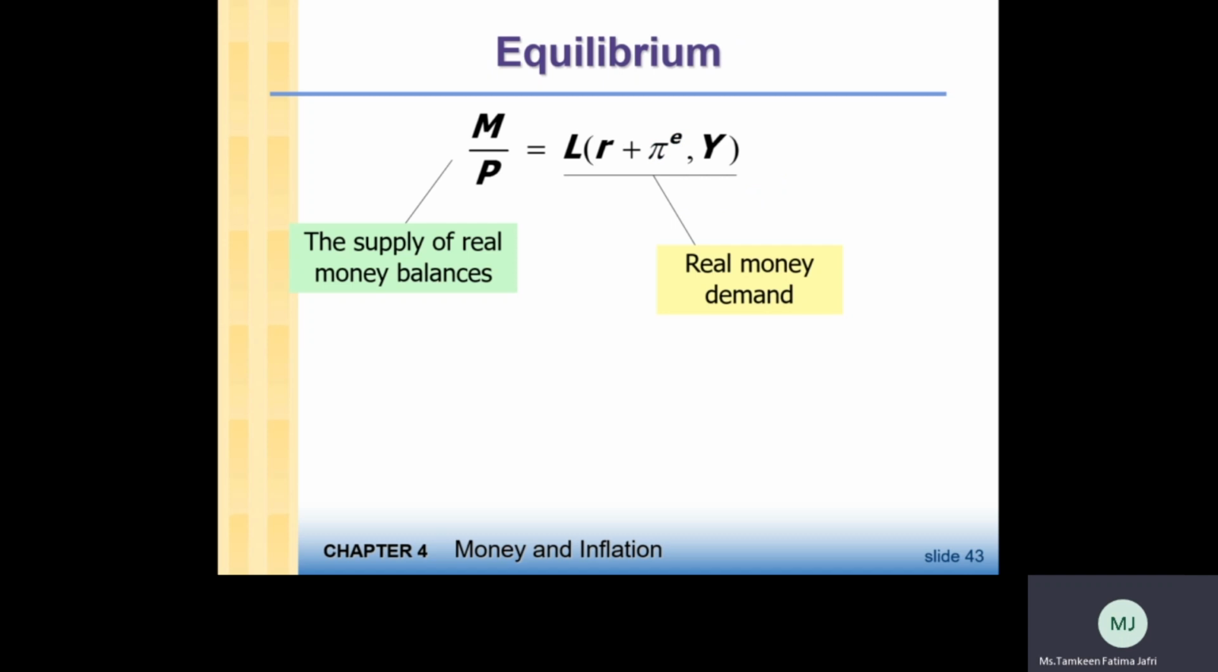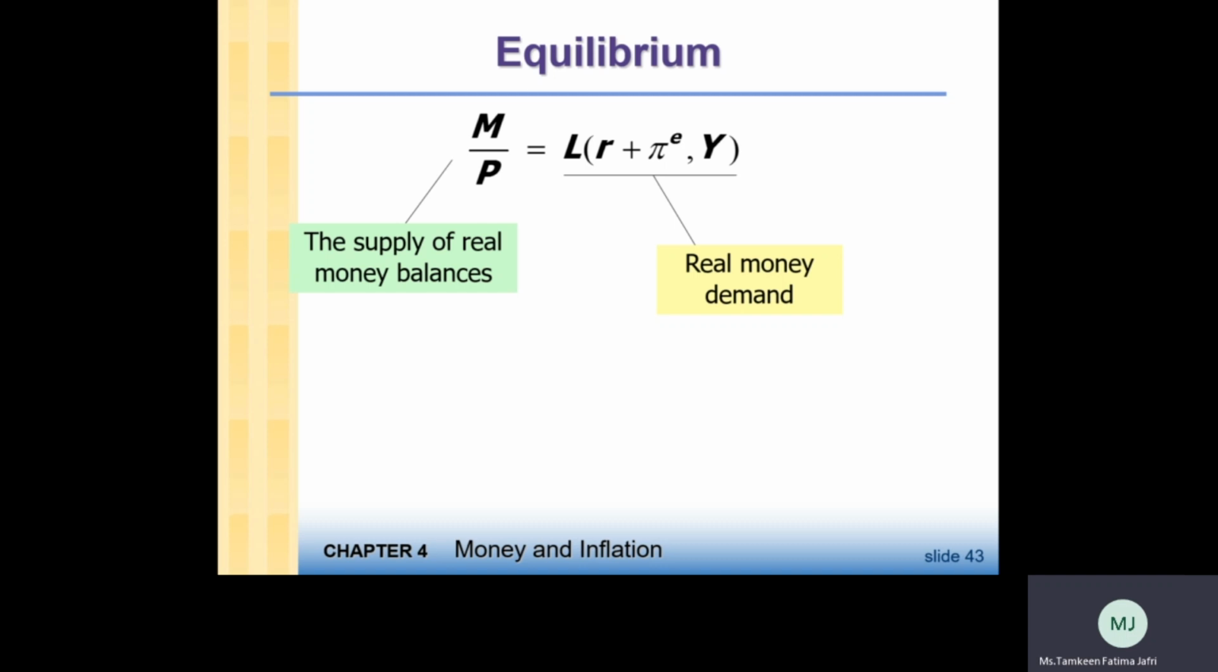Now, just like any other market, in the money market equilibrium is going to be established where the supply of real money equals the demand for real money. On this particular slide, on the right-hand side you have the real money demand, and on the left-hand side of the equation you have the real money supply. So in equilibrium, both must be equal: the right-hand side should equal the left-hand side. As I stated earlier, the term you see on the left-hand side is the supply of real money balances, and the term on the right-hand side is the real money demand. Equilibrium is going to be established where real money supply equals real money demand.